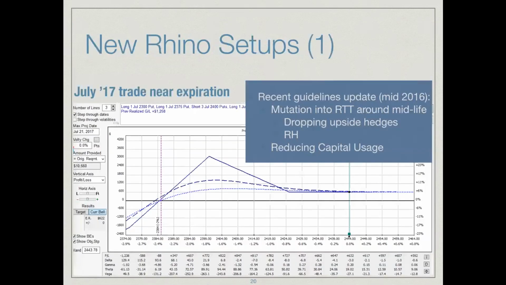So let's have a quick look at the two Rhino setups. This one is from July last year, so this is probably not far from the closing. In this instance, what I did is that I let the market run. I had an upside hedge. I think at that time I used a call calendar.